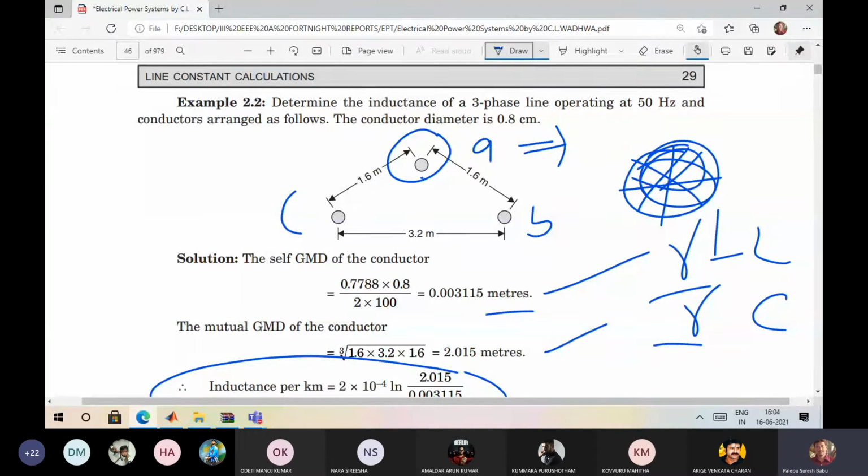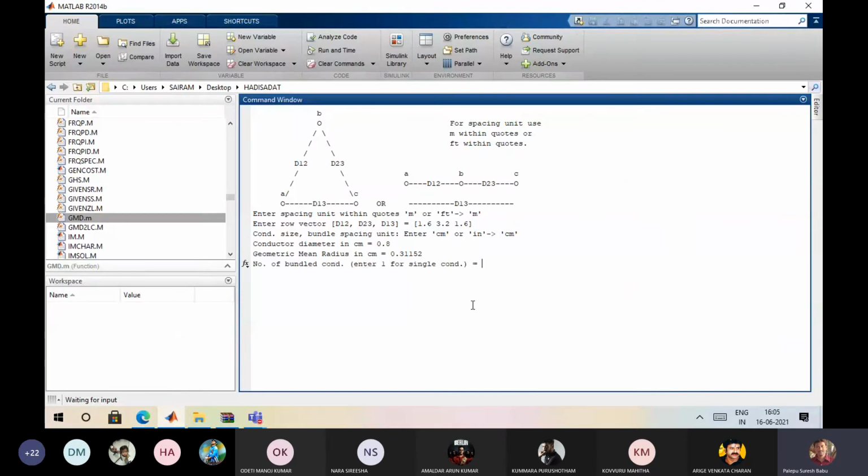So we consider R dash. This is the diameter divided by 2, converted into radius, and multiplied by 0.7788 to convert from R to R dash. Then we can enter the number of bundle conductors. Enter 1 for a single conductor, as already considered in the problem. It is a single conductor per phase with no bundling effect in the given problem, so we consider 1.